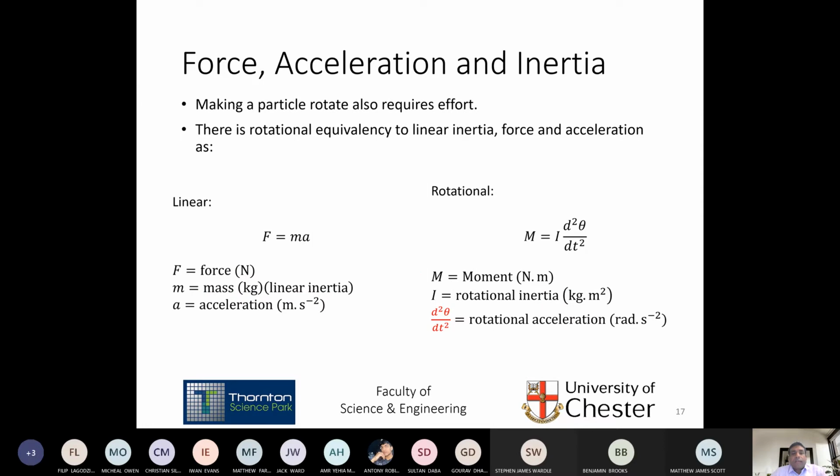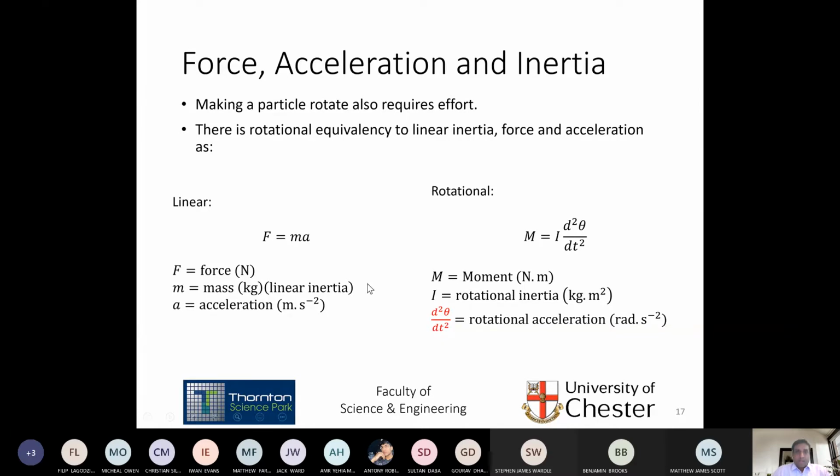Now Newton's laws can also be applied to rotating objects. If you rotate a particle, that also requires effort. So there is a rotational equivalent to linear inertia, and that is nothing but moment of inertia. If F is equal to ma is the equation for linear systems, for rotational systems we can write a similar equation, M is equal to I alpha, or I d squared theta dt squared, where M is the moment, I is the rotational inertia, and d squared theta dt squared is your rotational acceleration.